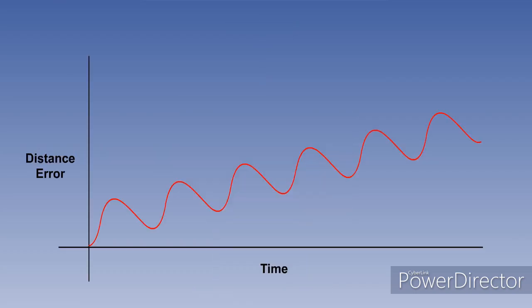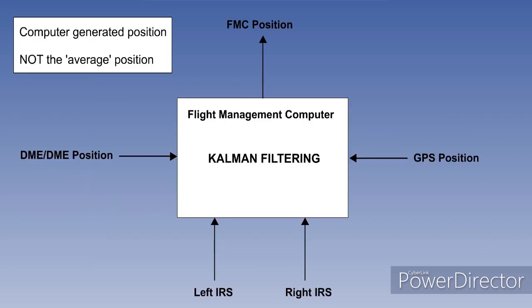From this FMC statistical best estimator position, it is possible for the FMC to establish an error trend over a period of time, and to build mathematical models of both the Schuler and the unbounded error propagation pattern. This is then used in the computation of future computer-generated positions. Kalman filtering is complicated and does not lend itself to broad simplifications. However, it is important to realize that the FMC position is not the average of the IRS and DME or GPS position, but is computer-generated using a sophisticated statistical algorithm.